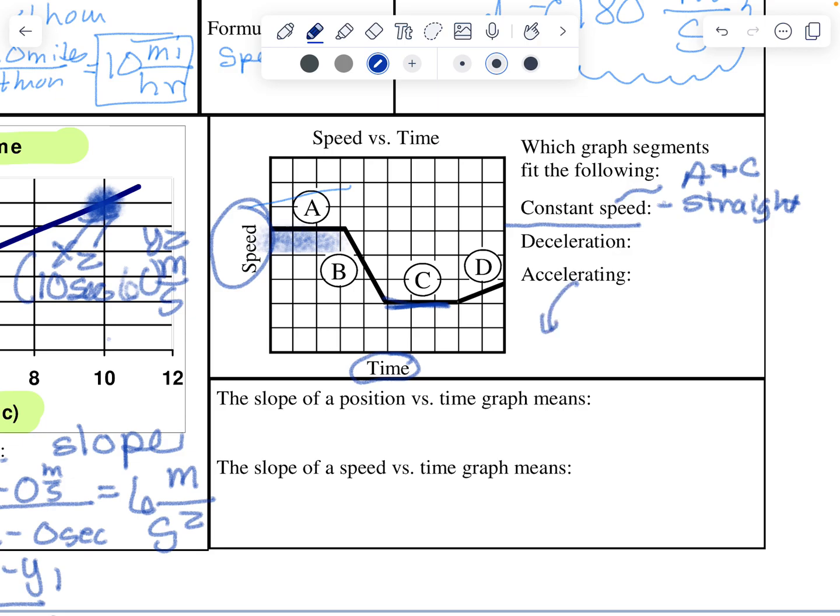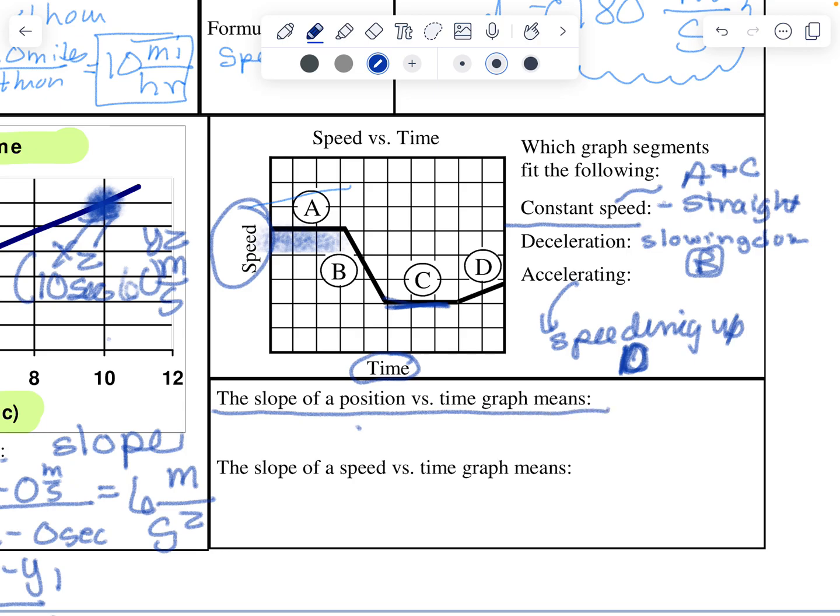Deceleration, I'm going to put this, means slowing down, and that will be point B. Acceleration means speeding up, and that will be point D. So make sure you know each of these. And then our last part of this: the slope of a position time graph means speed. The slope of a speed time graph gives us acceleration.